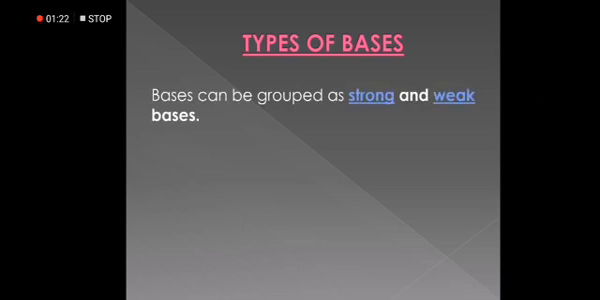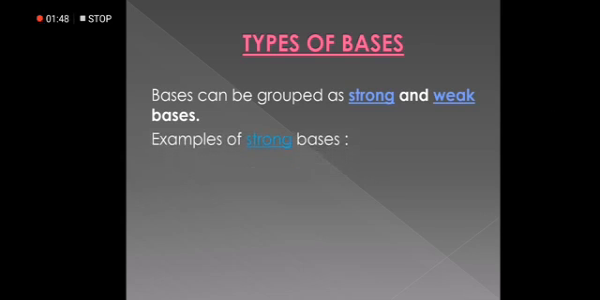Let us discuss about the types of bases now. Bases can be grouped as strong and weak bases. Strong bases are the bases which dissociate into their components completely, and weak bases are the bases which dissociate into their ions or components partially. We can also say that strong bases are more reactive than the weak bases.